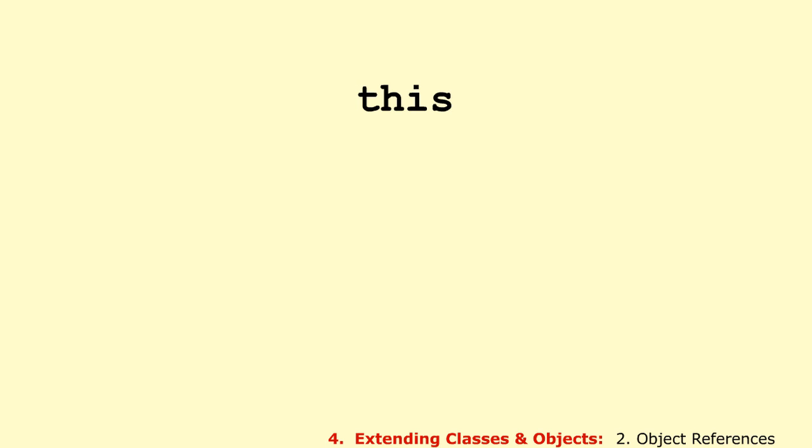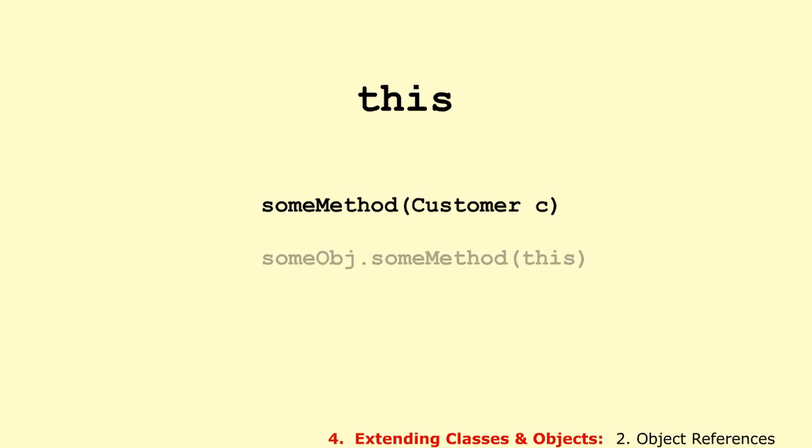There are other cases where it's necessary to use this to reference yourself. For example, a method in another class may take as a parameter an object of your class. You can call this method and pass it a reference to your own object using this. This technique is used often when you need to register yourself with another object.